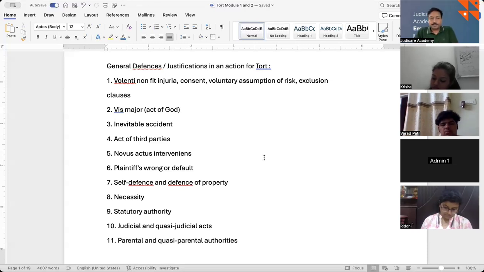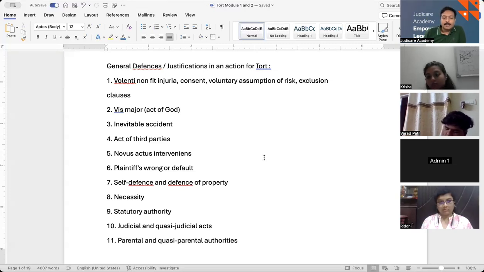For example, case law 1, which is Goringe versus Calderdale MBC, 2004.